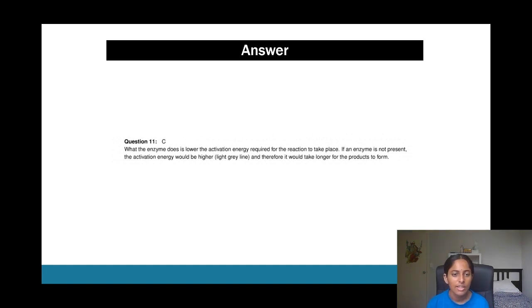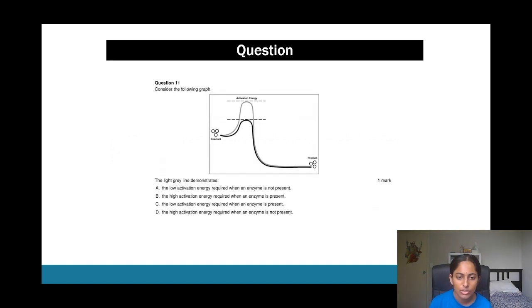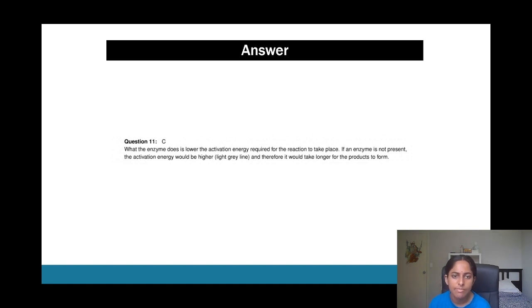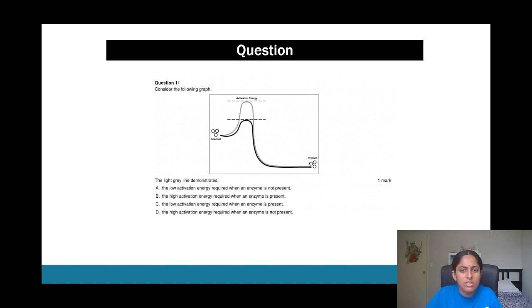So hopefully you had a go at this question. The correct answer option in this case is C. So if we look at it, you can see here that this is pretty much just representing different activation energy levels, and it's asking what the gray line represents. So the gray line is pretty much representing the activation energy required when an enzyme is pretty much not present. So yeah, I think they've flipped around the gray line a bit. I think that I mean this line over here. But yeah, the bottom line over here represents the activation energy required when an enzyme is present.